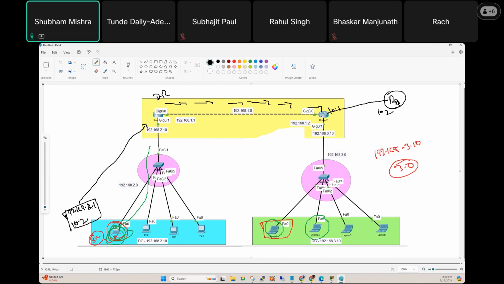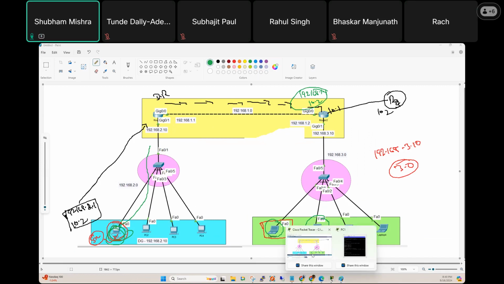you do not need to configure the default route. Why? Because R2 receives this packet. In this packet, source IP is 192.168.1.1 and destination is 10.0.0.2, right? But on R2, you already configure the 10.0.0.1. It means R2 already knows about the 10 network. Yes or no? Yes, na? R2 already knows about the 10th network.